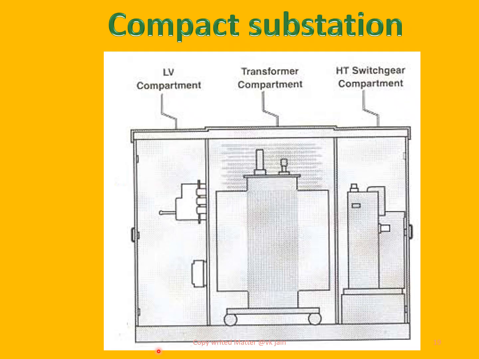That foundation is required so that the transformer, the substation, remains slightly above the flood level of that particular area. They can be installed on a roof also. These are known as compact substations. The compact substation has three compartments: one is the transformer compartment, another is the LT or LV portion compartment, and the HT portion. These three are enclosed in a metallic structure.